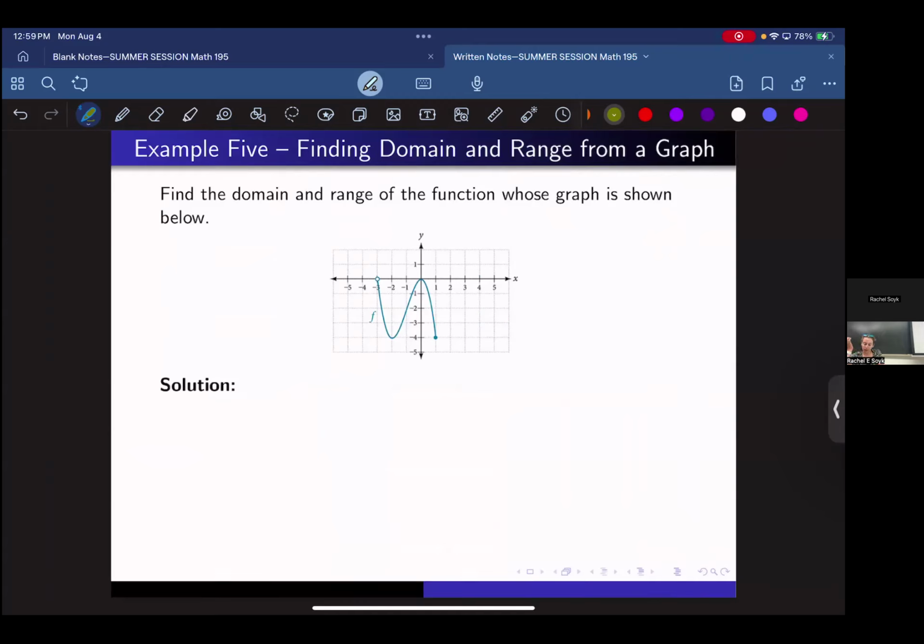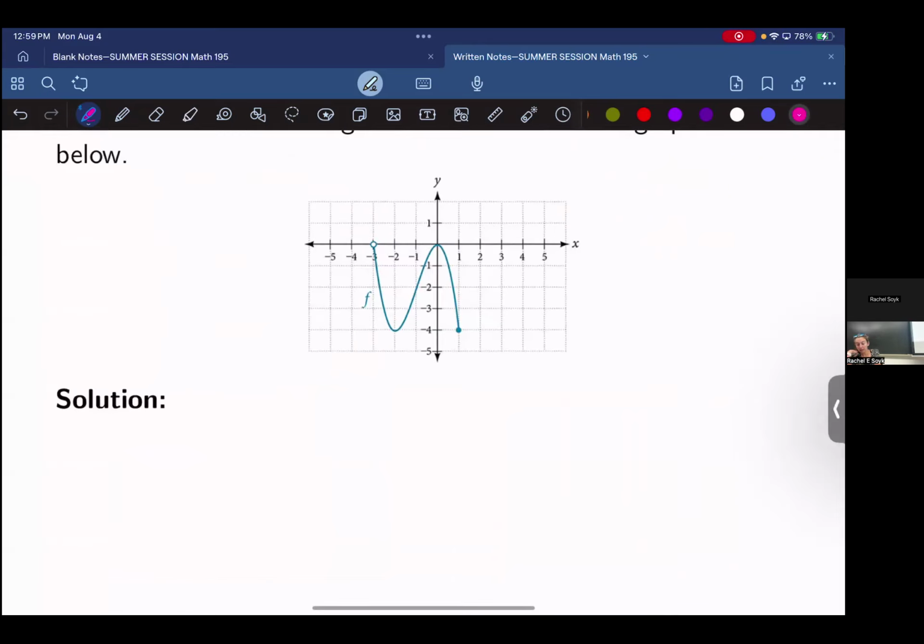Now let's look at another example where we're dealing with a graph. Find the domain and range of this function. Our domain, again, all of our possible x values. There's an open circle here, so we're not including that -3 in the domain, which means it's going to be a soft bracket. And then it goes all the way up to 1, and there's a closed circle at 1, so we're actually going to include 1, so it's going to be a hard bracket.